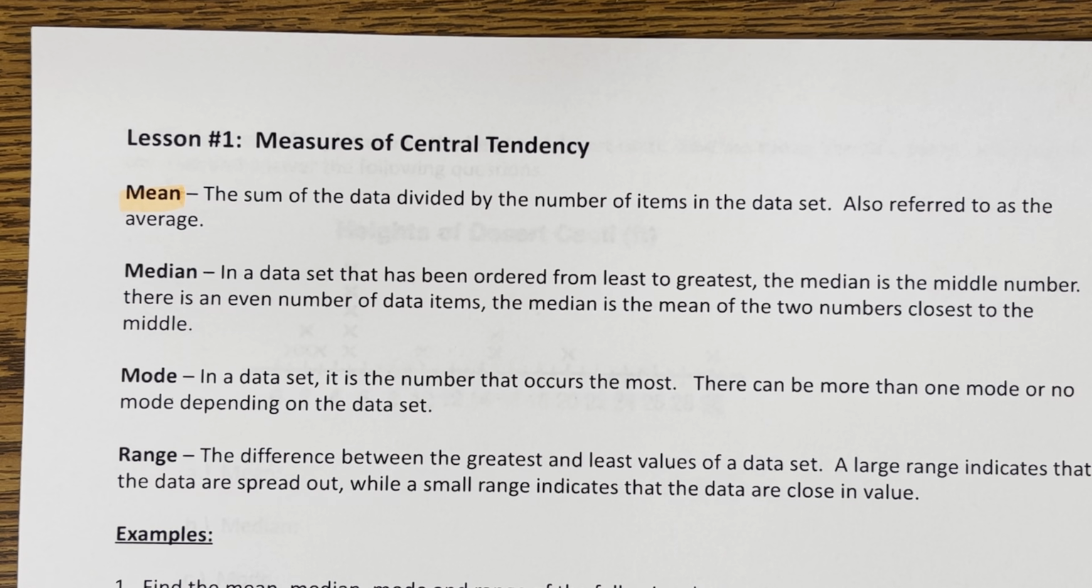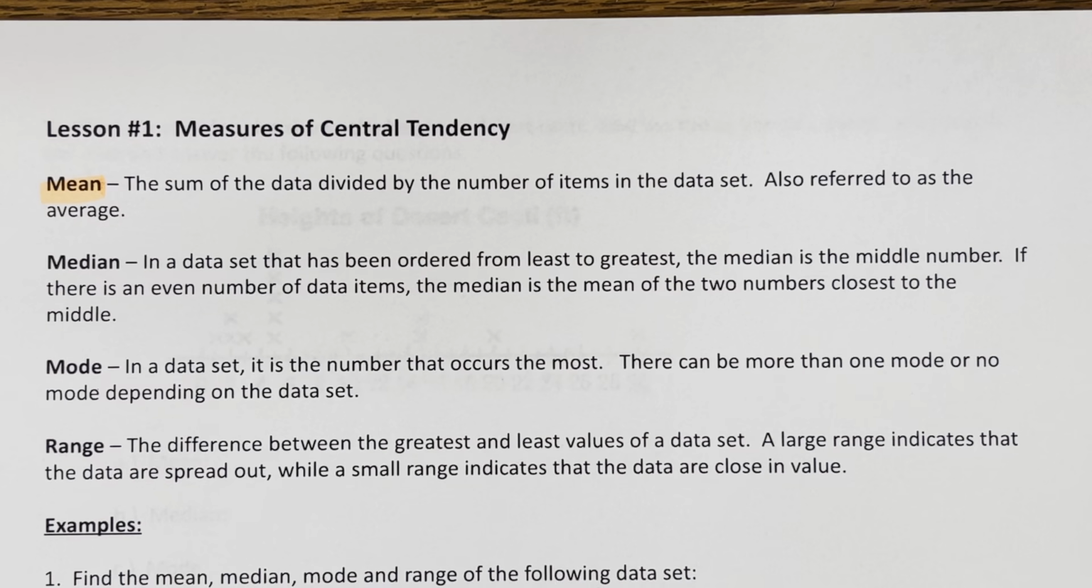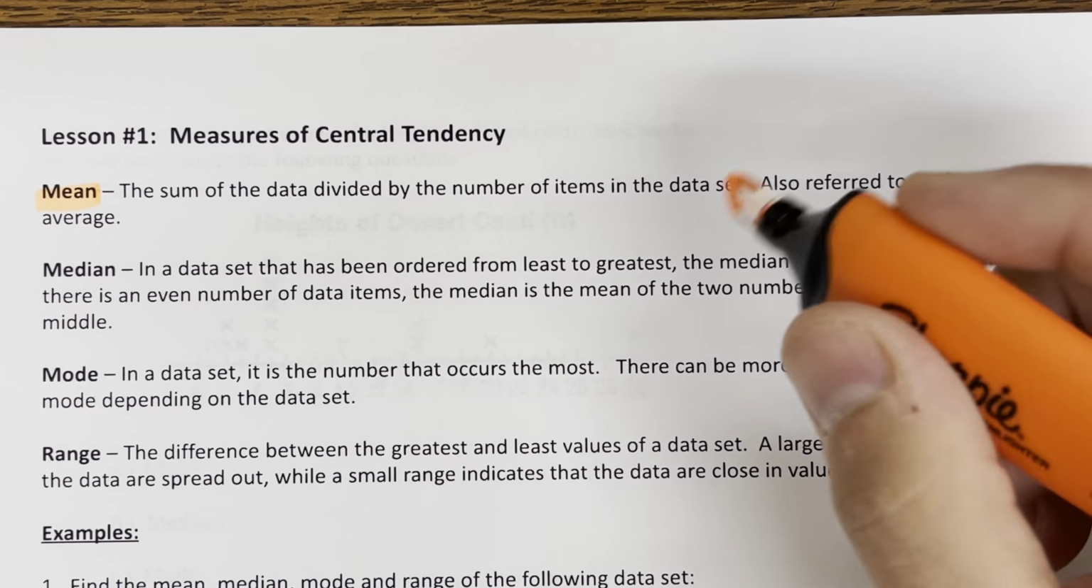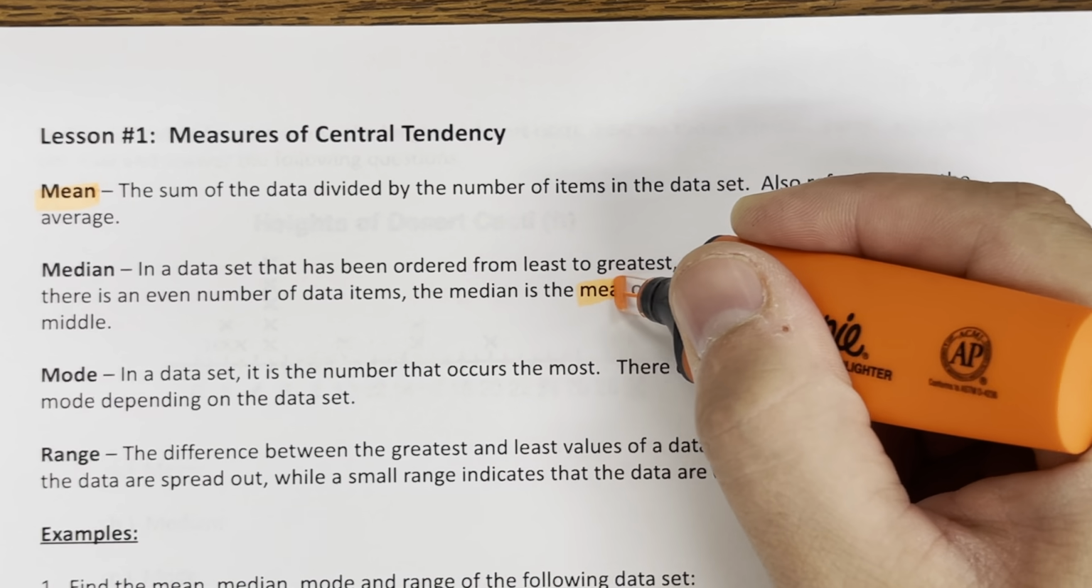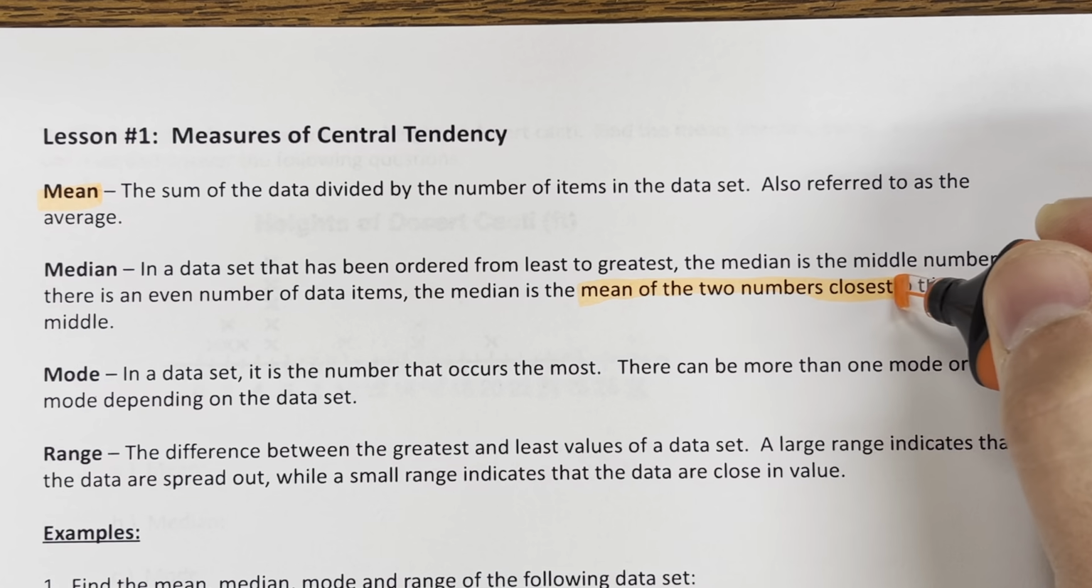The median in the data set, first step is to order the numbers from least to greatest, and the median is the middle number. If there is an even number of data items, the median is the mean of the two numbers closest to the middle. So if there's two middle numbers, we'll have to add them up and divide by 2.